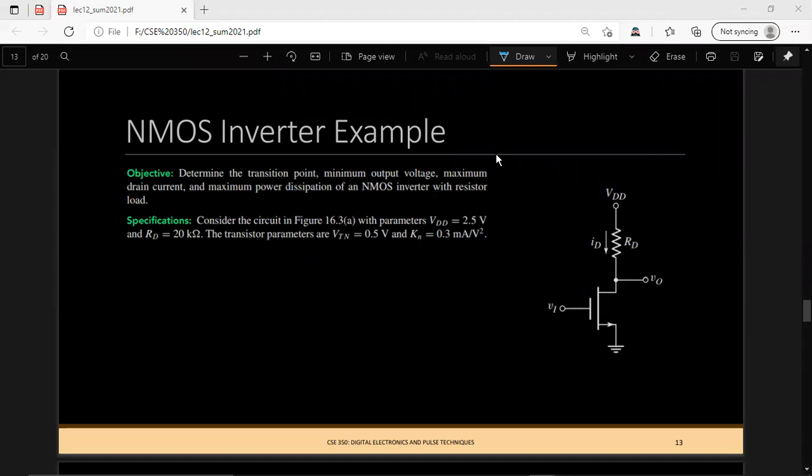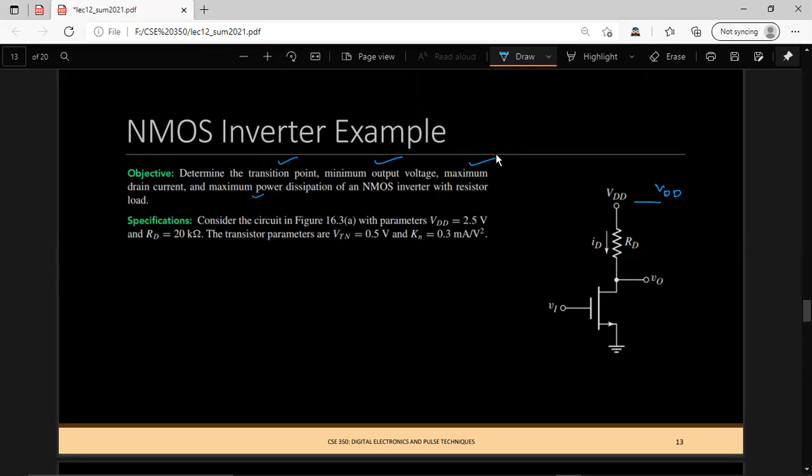So in this NMOS inverter example, we are asked to find the transition point, minimum output voltage, maximum drain current, and maximum power dissipation for this NMOS inverter, given that the NMOS inverter has a resistive load. That is, load means that the VDD and the output terminal are connected through this RD resistance.